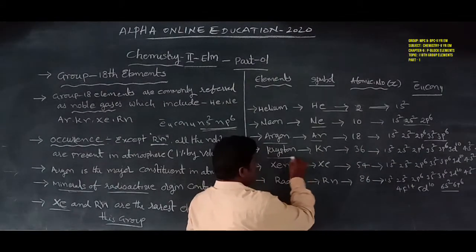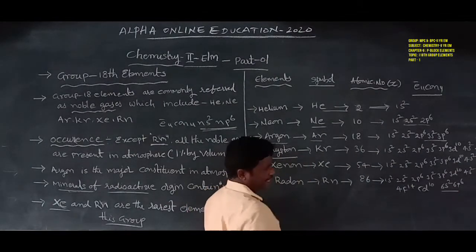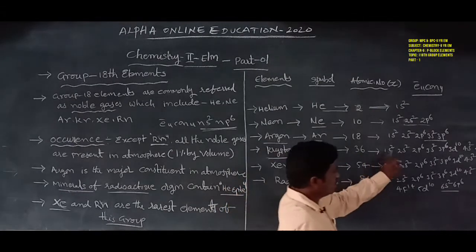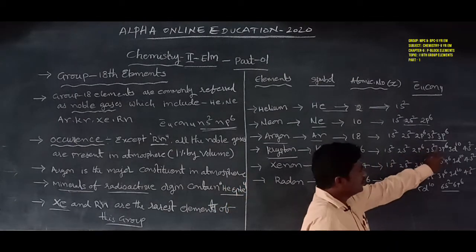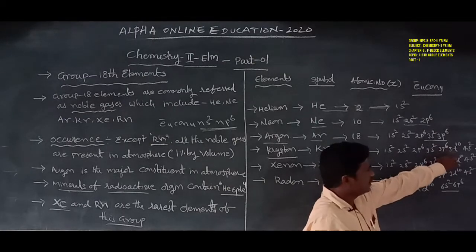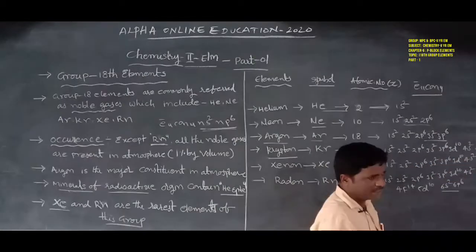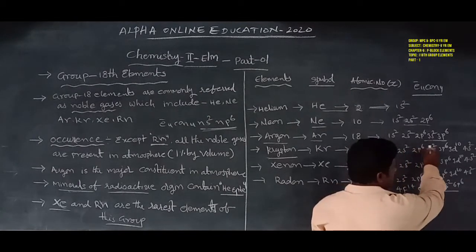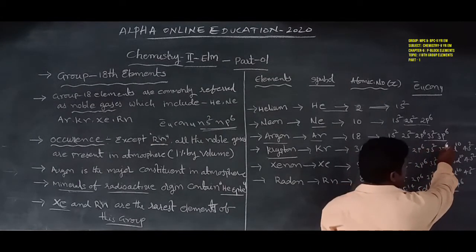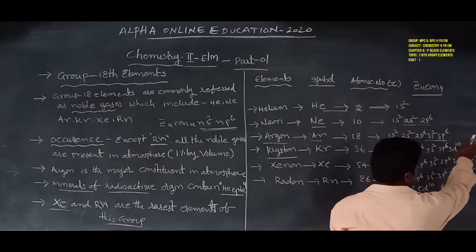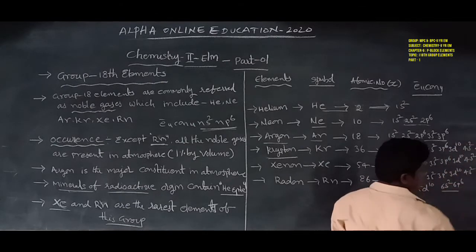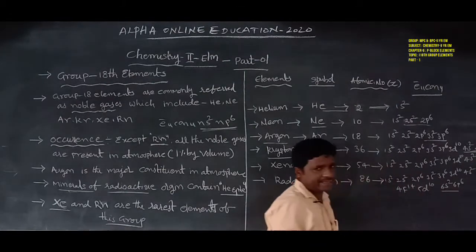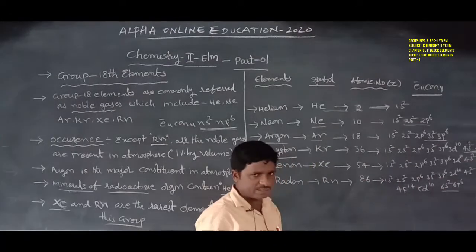Next, krypton. Krypton symbol is Kr. Atomic number 36: 1s2, 2s2, 2p6, 3s2, 3p6, 3d10, 4s2, 4p6. Here 2 plus 2 is 4, 4 plus 6 is 10, plus 2 is 12, plus 6 is 18, plus 10 is 28, plus 2 is 30, plus 6 is 36. The outermost shell consists of only 8 electrons, 4s2, 4p6.